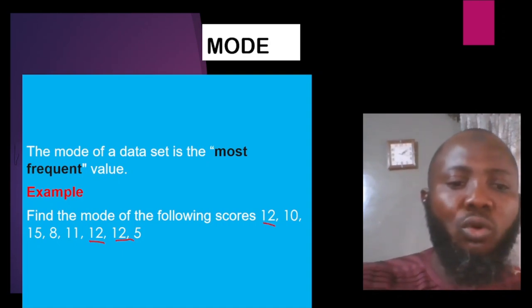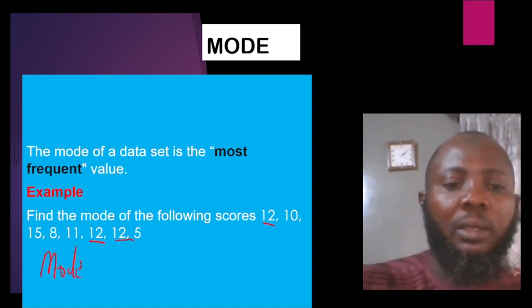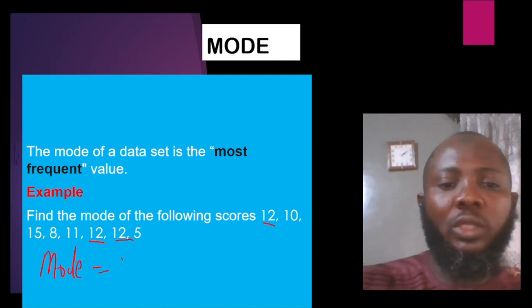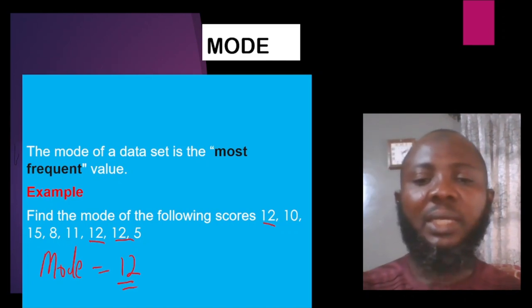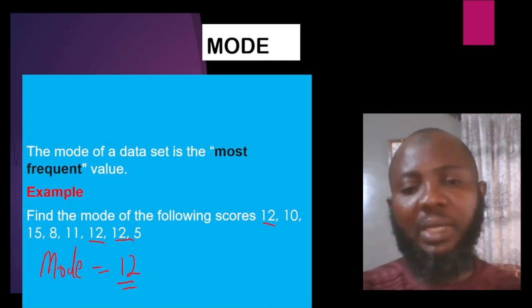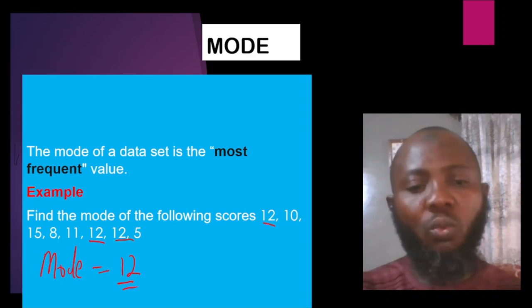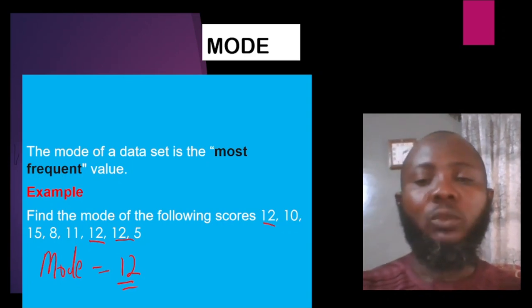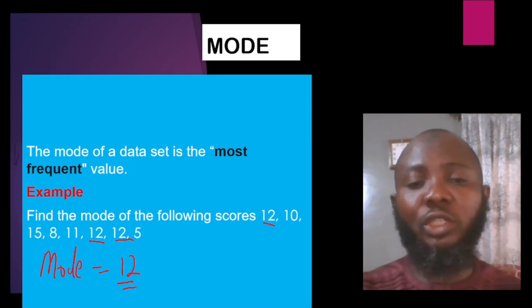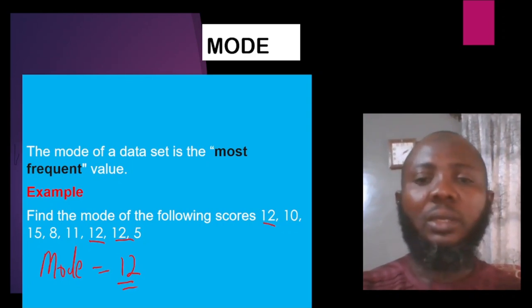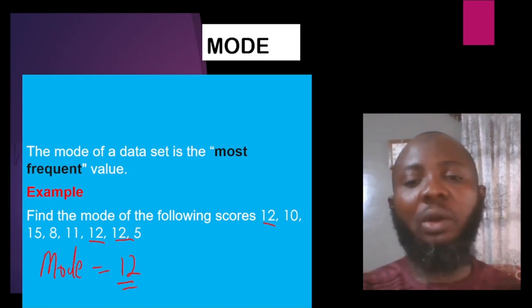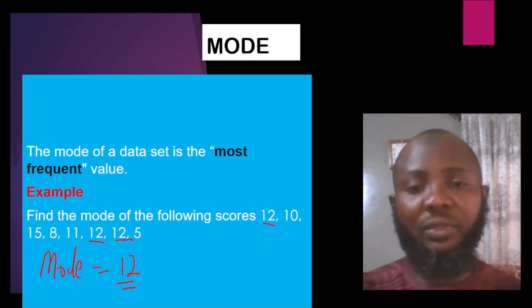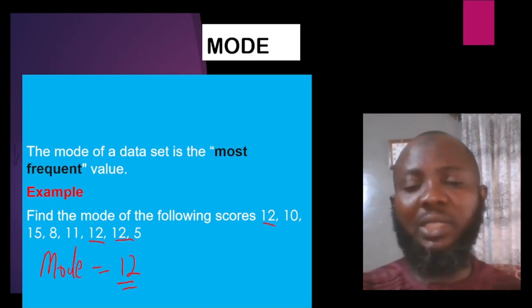So in that case, the mode of this data is equal to 12, because it appears 3 times, and that is the only number that appears 3 times. Others appear once. Exactly. So you need to take note of this: sometimes you have 2 or more numbers, or at least 2 numbers, that have the same frequency. They appear the same number of times.